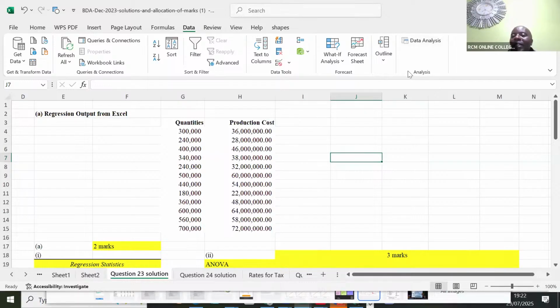Those ninjas who never had the data analysis toolpack, are you able now to see it live now? We normally use this for so many things. Yes. Aha.